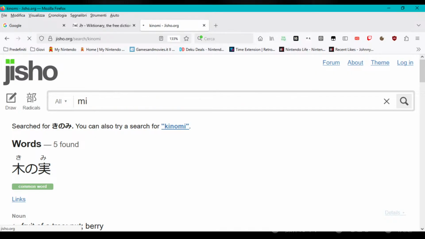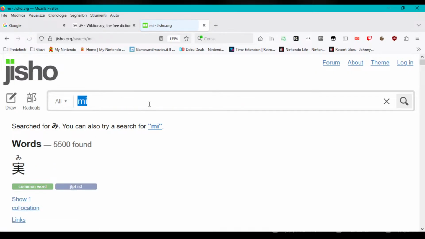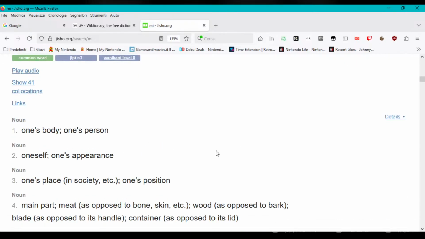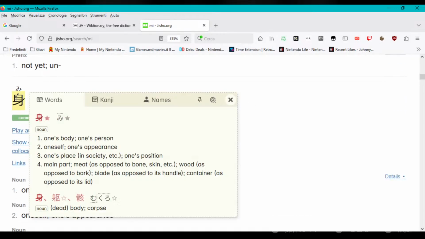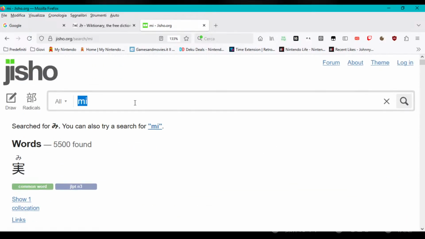Then let's go back to me for this word. Unaccented, me, one's body, one's person, and other extended meanings. Body in general is the fundamental meaning, although there's another word more common for body, which we'll see another time eventually.